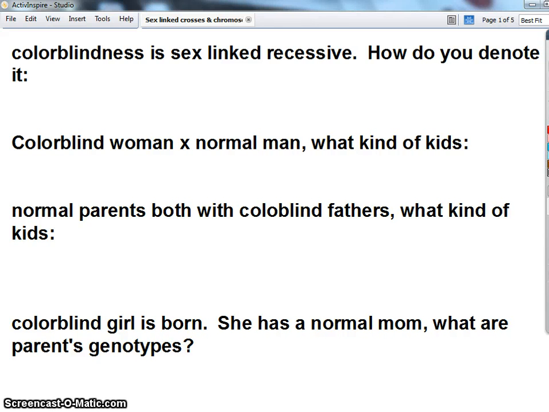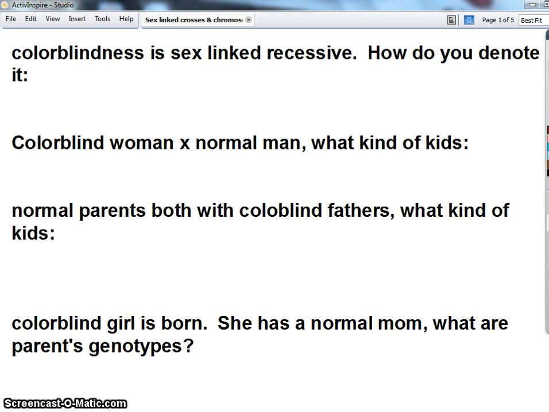Okay, so this tutorial is going to walk you through how to do sex-linked crosses and a little bit of information from the worksheet. You should still look over the notes, they're on Edline, and you should still review the worksheet. So the first piece of information tells us that color blindness is a sex-linked recessive trait.